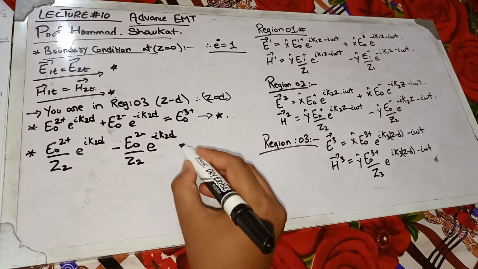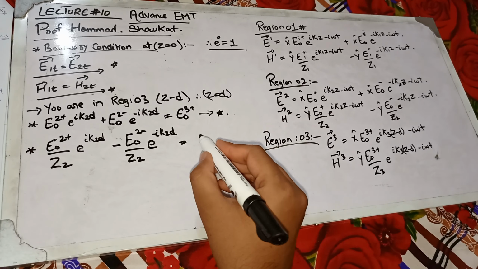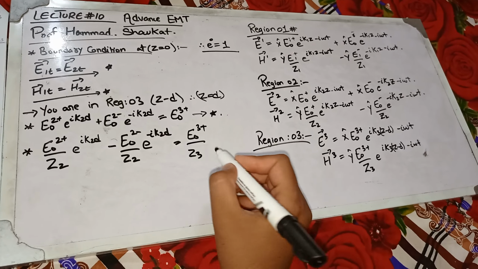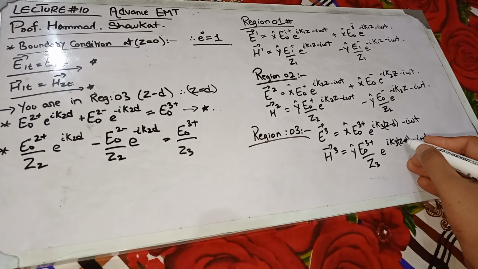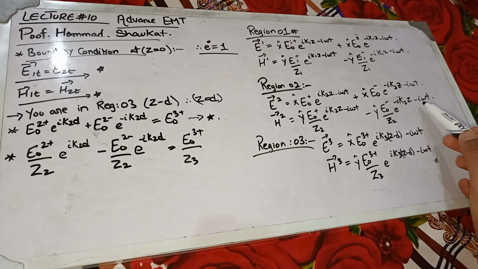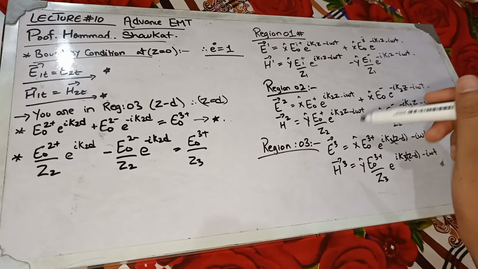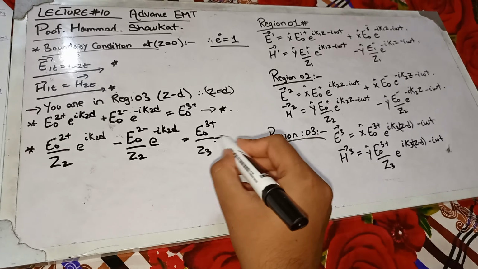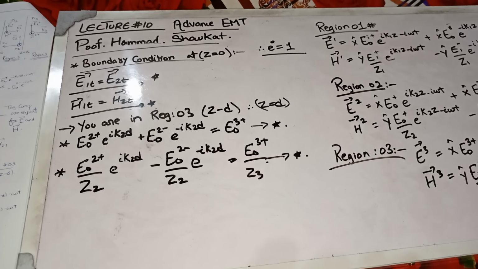Here you must equate this with the second region's electromagnetic field, which is this. It becomes E naught 3 plus divided by Z3. When you put z equals d here, d minus d becomes 0, e power 0 is only 1, and you are left with e power minus iota omega t. Here also e power minus iota omega t. Take e power minus iota omega t common from region 2, cancel it with region 3, so you are only left with this equation. So these are the equations after applying the second boundary condition.